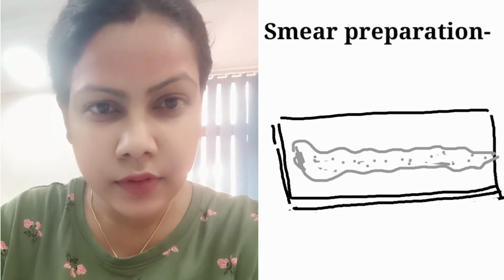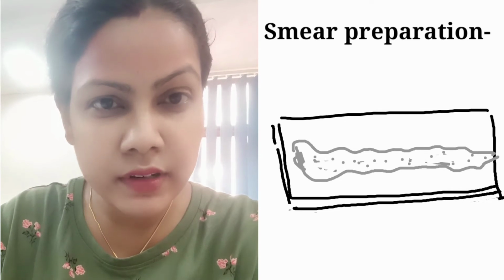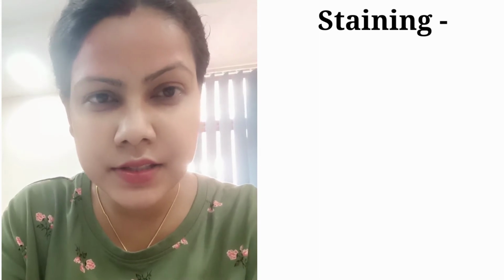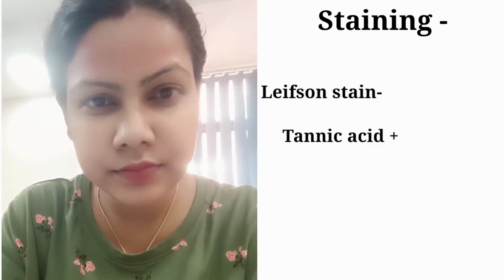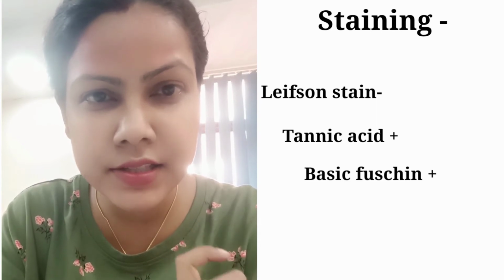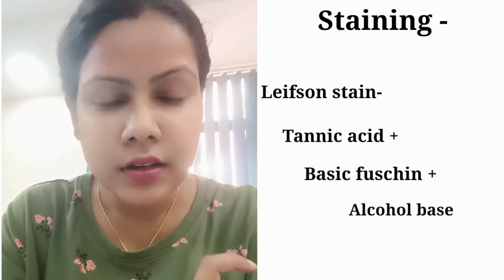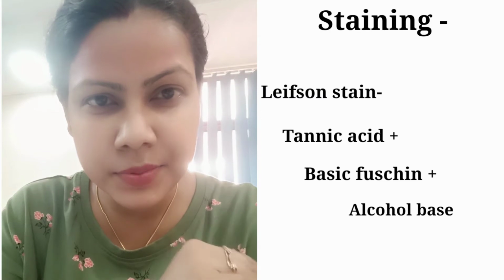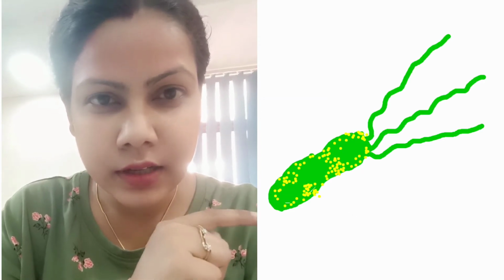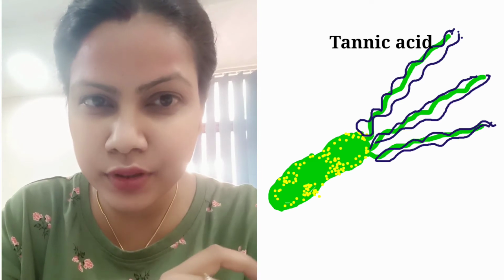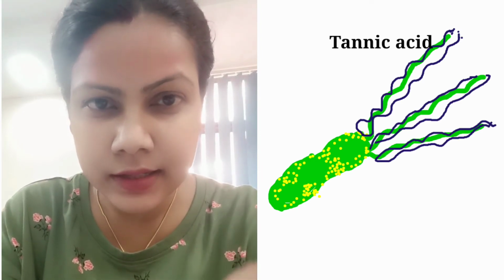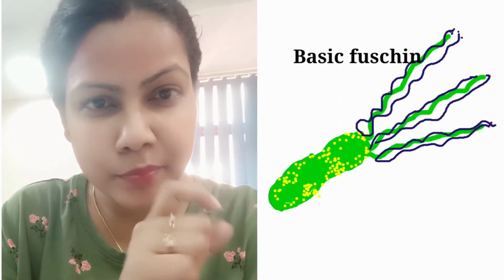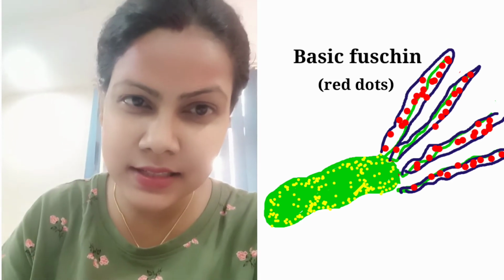Now, how will we stain this smear? Leifson's stain consists of tannic acid, basic fuchsin, and acid alcohol. Once we flood the smear with Leifson's stain, tannic acid gets attached to the flagella. Then the alcohol evaporates and basic fuchsin stains the flagellar structure.